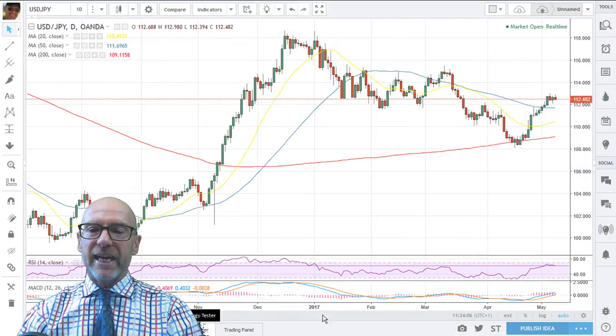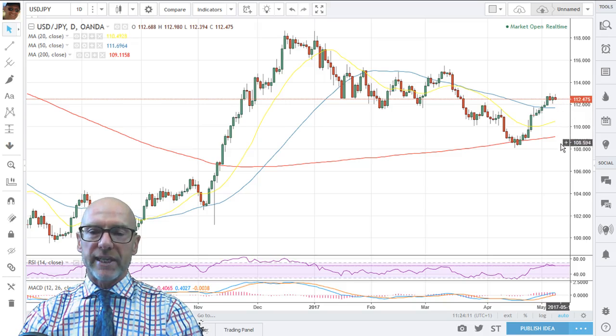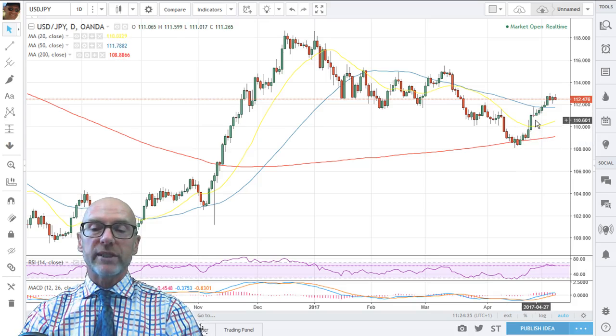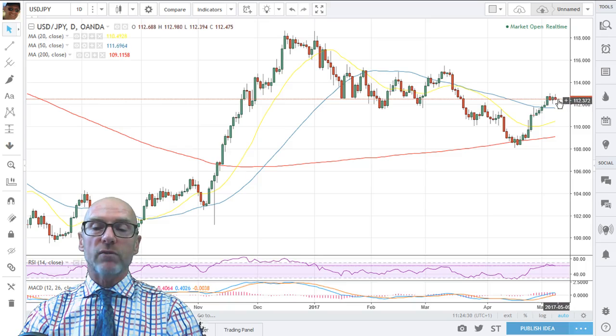So here we have a daily chart. Each candle represents 1 day's trading, and you can see that we did find support at the 200-day moving average, which is the red line, which is positive, and that's actually given a bit of a trampoline effect, and we've gone straight through the resistance of the downtrend in the 20 and the downtrend in the 50, and we have gone through all those, so they're starting to turn round.